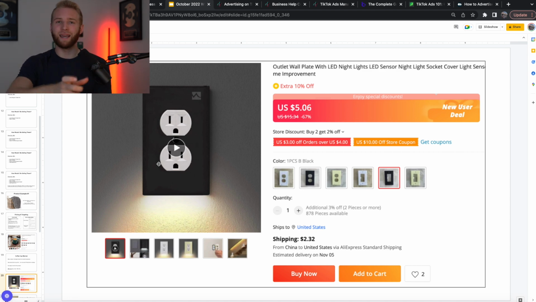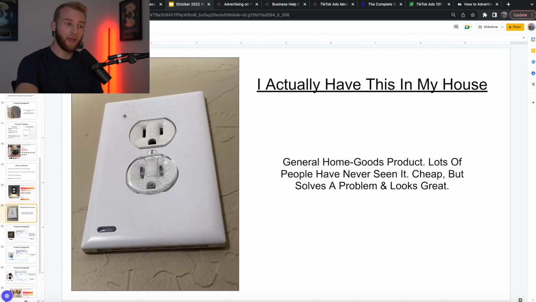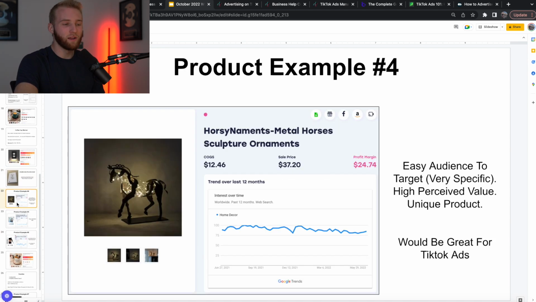This is an automatic light sensor that goes over your outlet in your house. It projects light onto the ground. So you line your hallway with it, and if you're walking through in the middle of the night, it senses that and lights up the whole hallway. Really cheap to get, and you can sell these in bulk because people have more than one outlet. Again, home goods are great. I have this in my house. There's a picture of it. So again, a lot of different things.